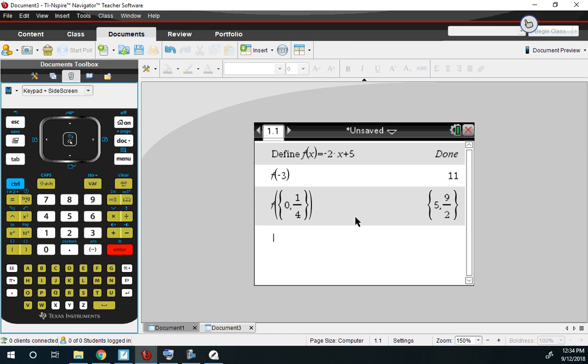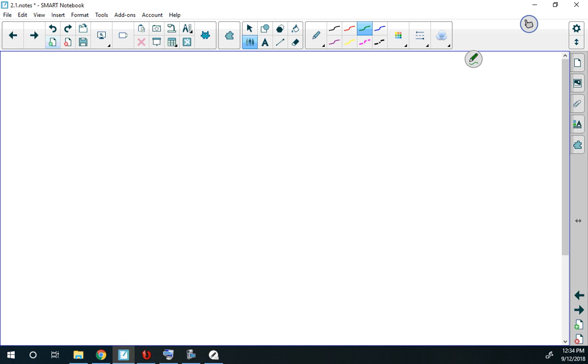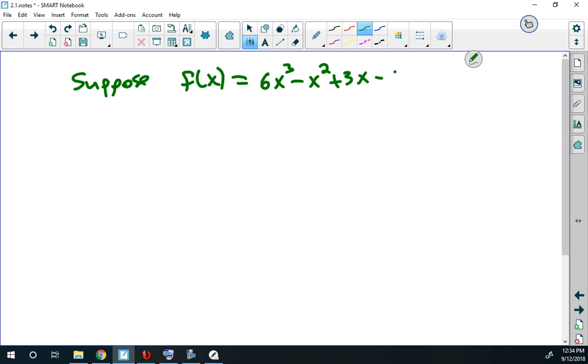What I want to show you now then, and this is it, we're almost done, I promise. Suppose f of x equals 6x cubed minus x squared plus 3x minus 5. And you had to find f of negative 2. Without a calculator. I'm going to show you something that your teachers should have shown you long ago. And of course, we'll check it on the calculator.